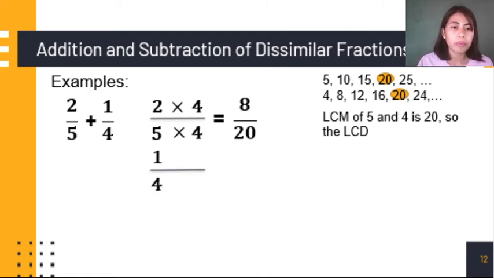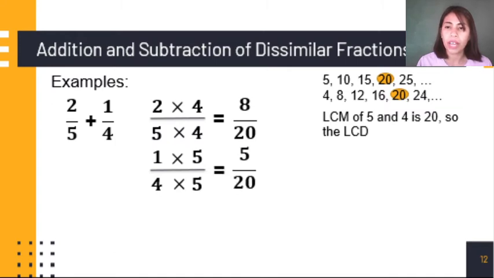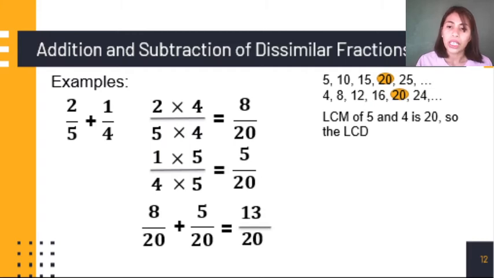Next, for 1/4. Okay, so our denominator is 4. To obtain 20, we need to multiply 4 by 5. Then, whatever operation we do to the denominator, same also with the numerator. So, we have 1 times 5, 5. 4 times 5 is equal to 20. So, we have 5 over 20. Now, we have similar fractions. We have 8 over 20 plus 5 over 20 is equal to 8 plus 5, which is 13, all over 20.